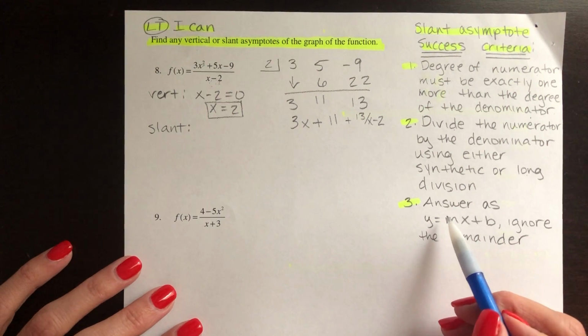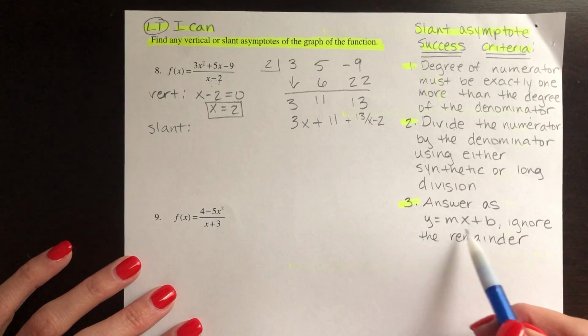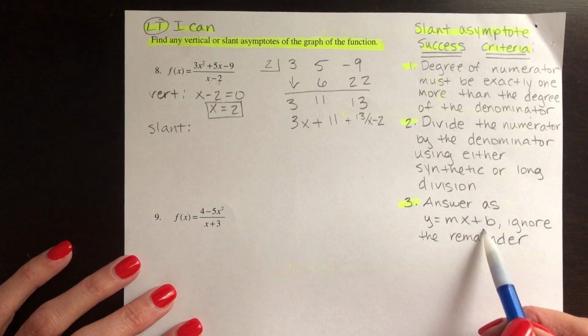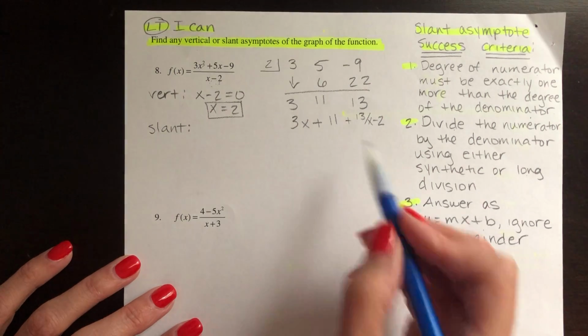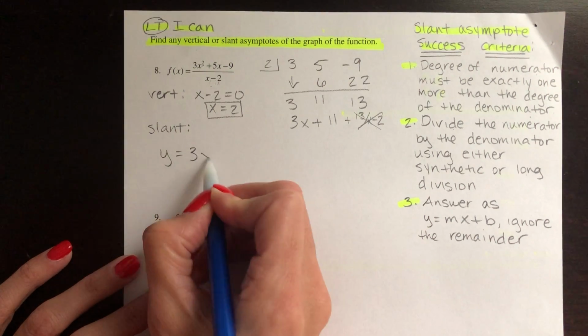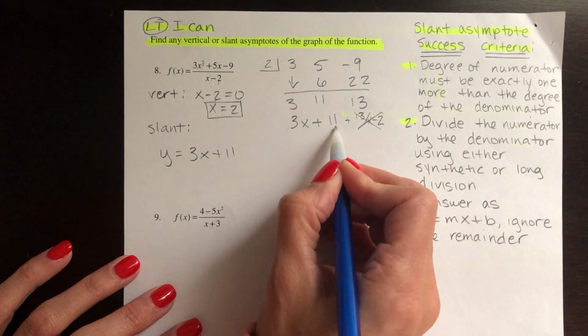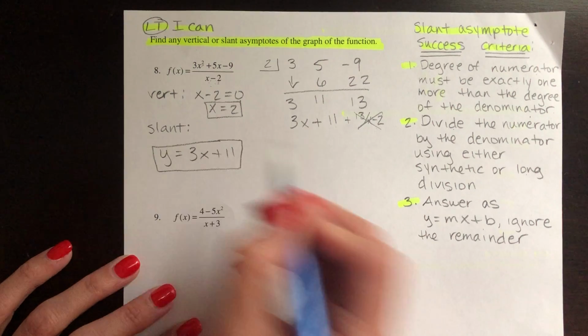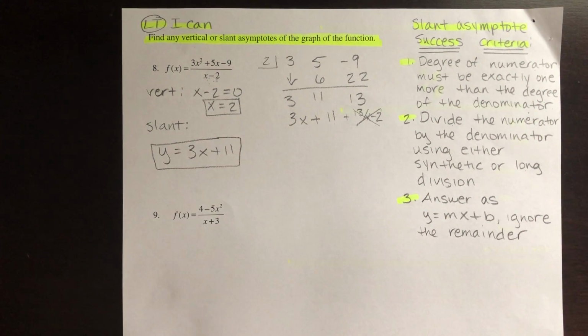Now, when we answer these, we're going to answer as y equals mx plus b. You just ignore the remainder, okay? So your answer is y equals 3x plus 11. All right, you try 9 and 10 on your own. Go ahead, pause the video.